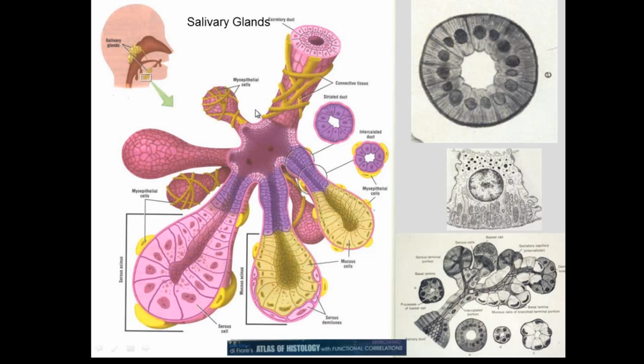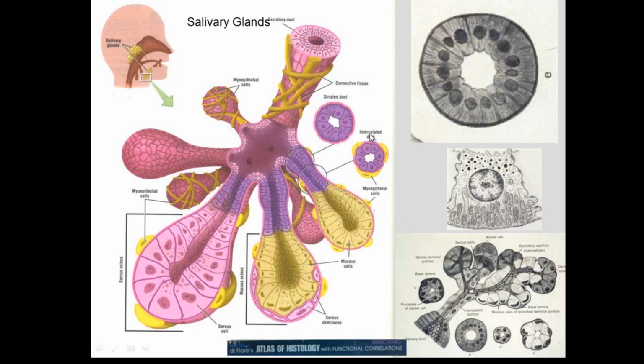And here we can see the salivary gland, and it has a host of different components to it. You can have a serous type, which has a nucleus in the middle, as opposed to the mucus type with a nucleus at the bottom. This is proteinaceous, more eosinophilic, and this is more lighter staining. It is the mucus. And then you also have these myoepithelial cells that surround it and squeeze it out.